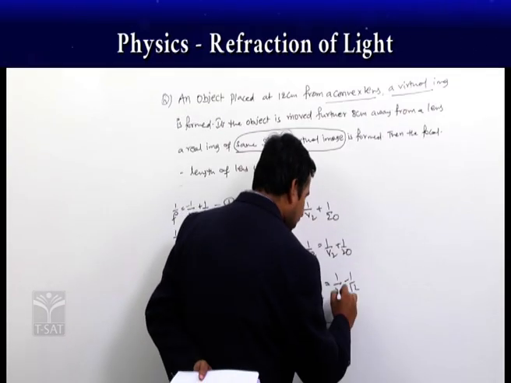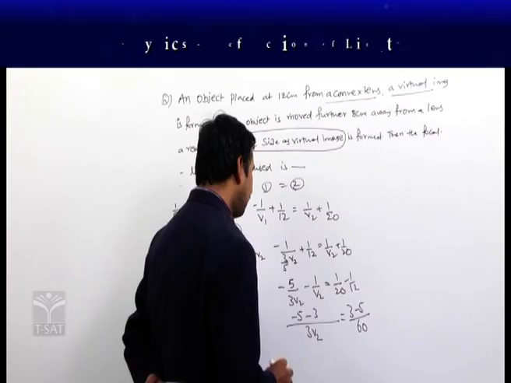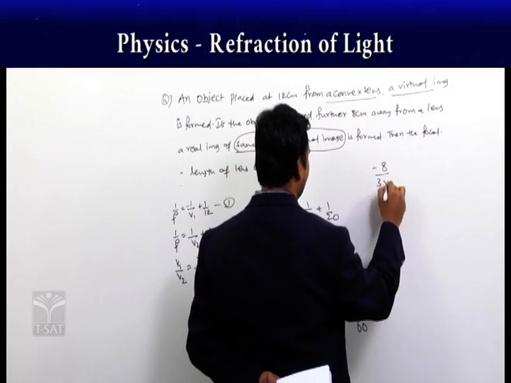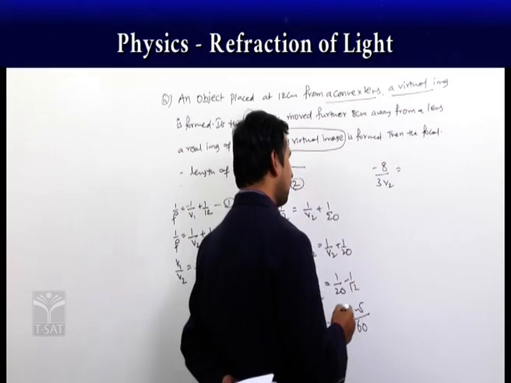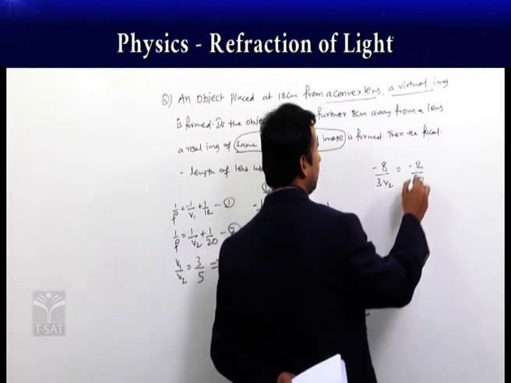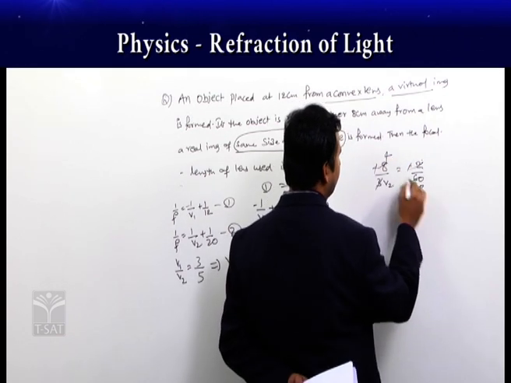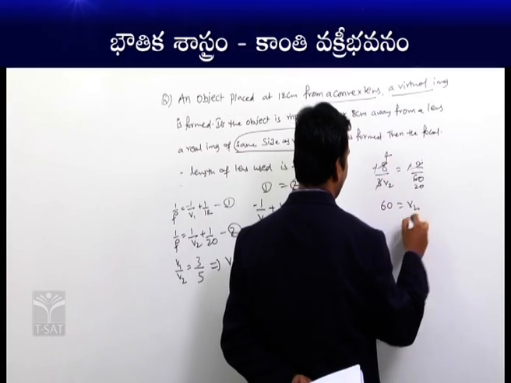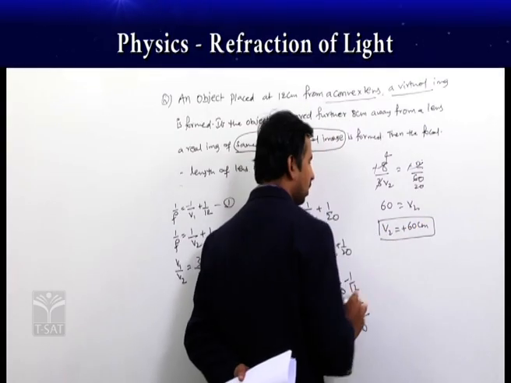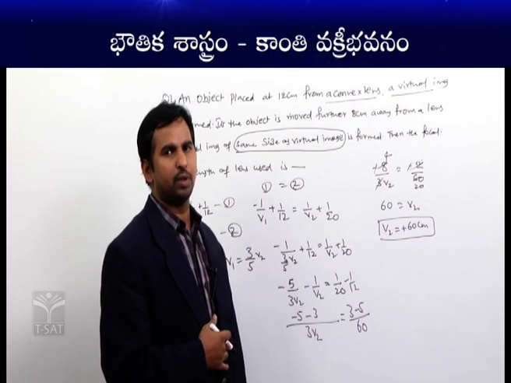On the other side, 20 and 12 have LCM 60, giving 3 minus 5. Finally we got minus 5 minus 3, which is minus 8/(3v2), is equal to 3 minus 5, which is minus 2/60. The minus signs cancel and the 3 cancels. Cross multiplying, 20 into 4, 60 is equal to v2. So the v2 value is plus 60 centimeters, because v2 is the image formed behind the lens, so it is positive.